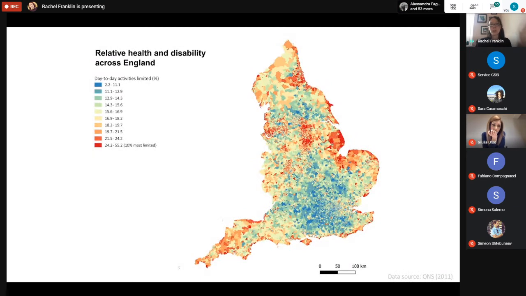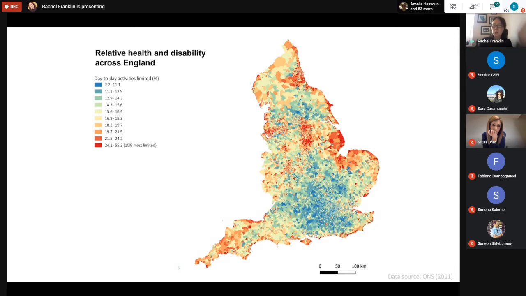So here, just to give a couple of examples, this is England. So you're missing at the top of the map Scotland, and you're missing Wales on the side, if this looks like a strange piece of geography to you, for small areas. And this map is showing the percent of the population for whom their day-to-day activities are limited. And the really key takeaway here is just that there's a lot of blue on the map and there's a lot of red on the map. It's clustered and it's in different locations.